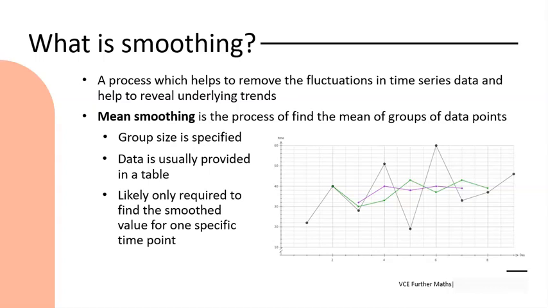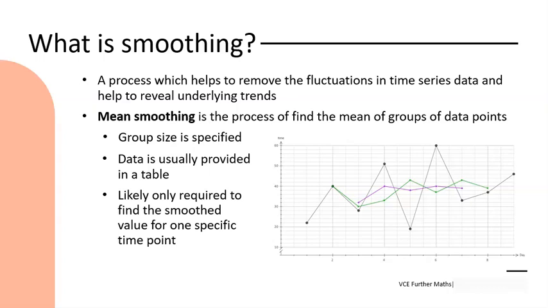So we're looking at time series data and looking at a process where we can remove some of the fluctuations that we tend to see in time series data. It helps us at times to reveal what the underlying trend is by smoothing out those fluctuations and giving us a clearer picture of the data.